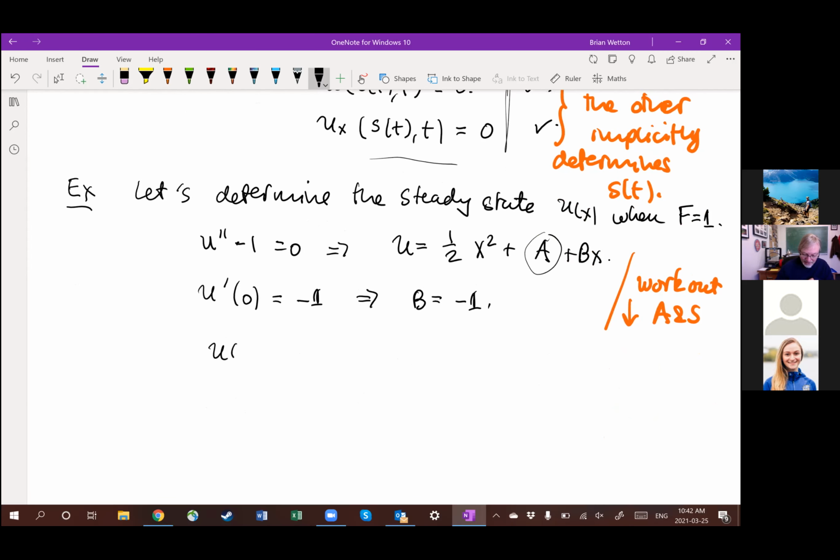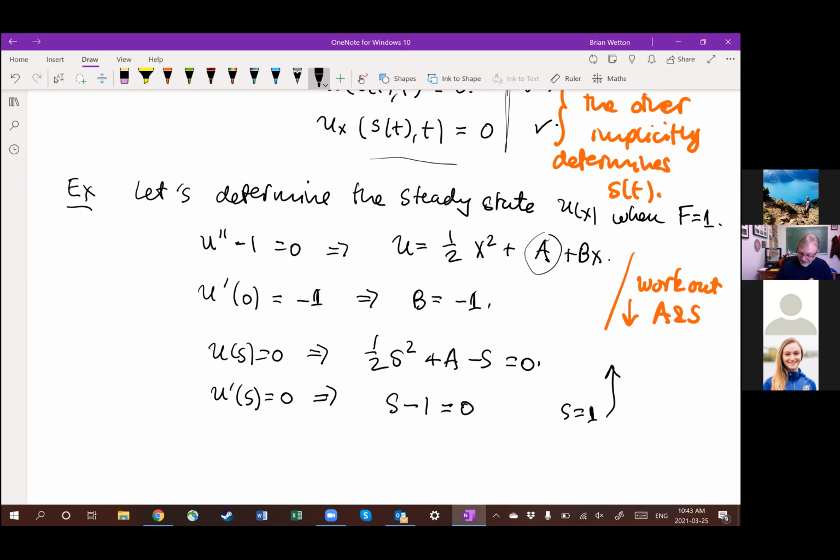I know that u at s has to be 0. That tells me that 1/2 s squared plus a minus s is equal to 0. And I know that the derivative has to be 0 here. That's another condition. That tells me that s minus 1 is equal to 0, right? So I get s equals 1. And if I go back there, I get a is 1/2. And I get u of x is 1/2 (x minus 1) squared.